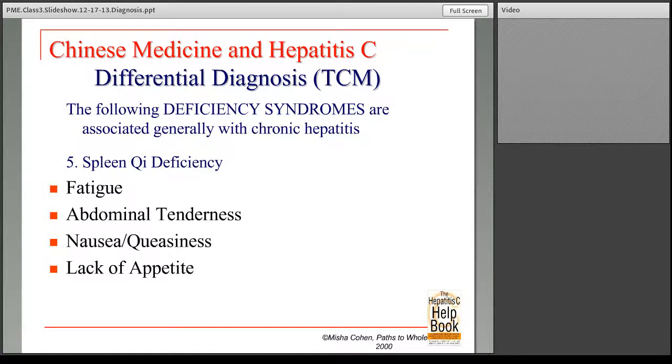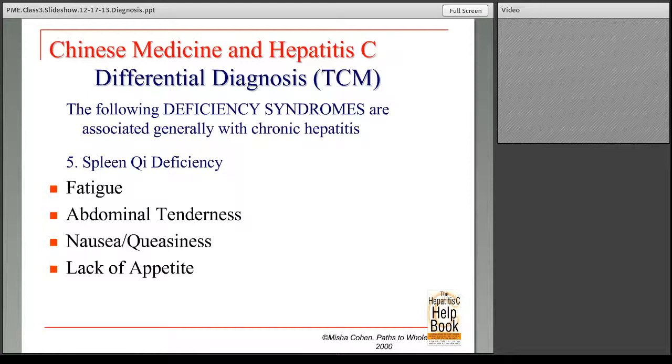And continuing on with spleen qi deficiency, fatigue. It's a predominant part of the diagnosis. Abdominal tenderness, not necessarily so much pain and fullness, but more tenderness. So somebody touches their abdomen, it feels kind of tender, and it also feels good to palpate it. So with spleen qi deficiency, palpation feels good. It feels nice to put warmth on the belly.